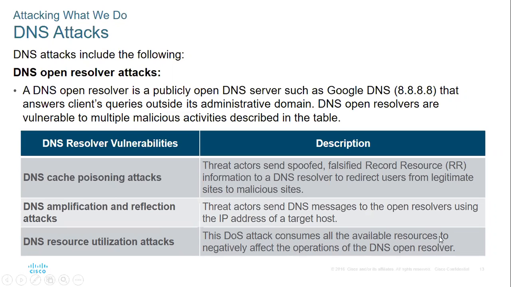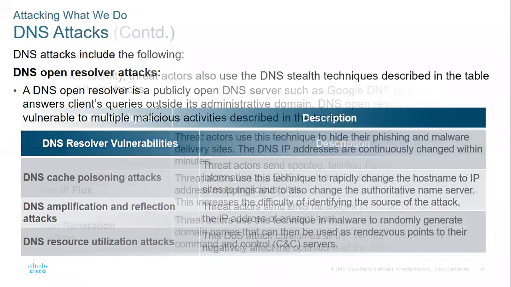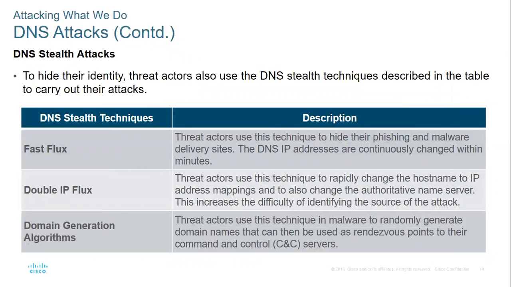So you see, if we don't have the resources here, it means that the computers which will be coming, trying to access the services here, won't be able to do that. Okay. We also have DNS stealth attacks. So of course, what the threat actors are trying to do is to hide their identity. Okay. Some of these attacks that are there are fast flux.